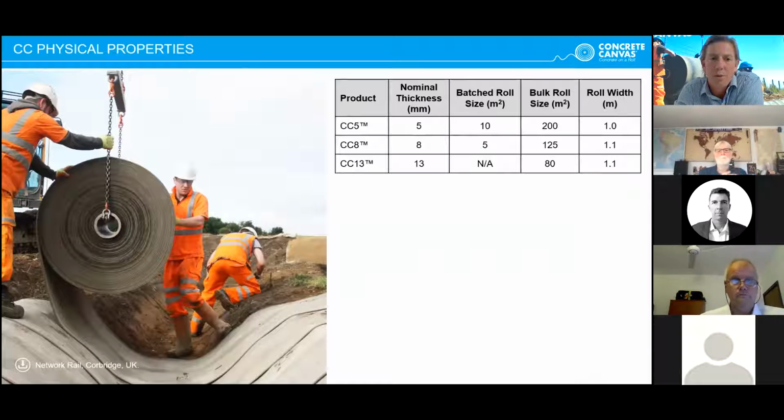It also comes in 3 different thicknesses, depending on the application. So CC5 is the thinnest product, it's 5 millimeters. And this is generally used for applications with very little surface water flow. So for example, covering slopes or for lining bunds. CC8 is the middle product, 8 millimeters, and this is traditionally used for lining channels, typically for drainage. And then CC13 is the thickest product, and this is typically used for high impact or for protection applications.